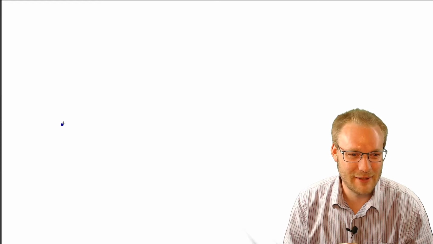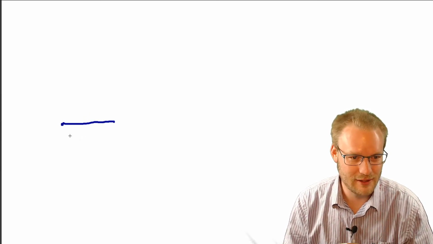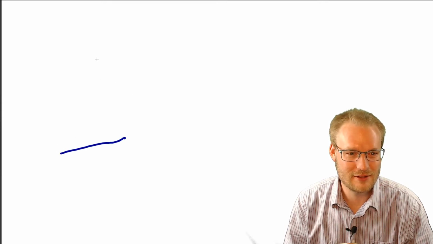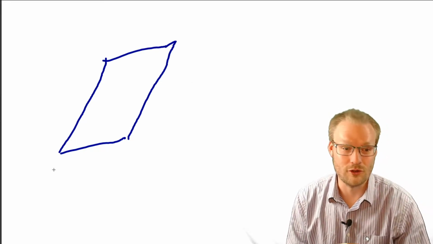So we've got a parallelogram. Let's draw the classic one, and make our parallelogram look like this. It's got parallel sides, and then it looks like that. And you're given a few of the coordinates.